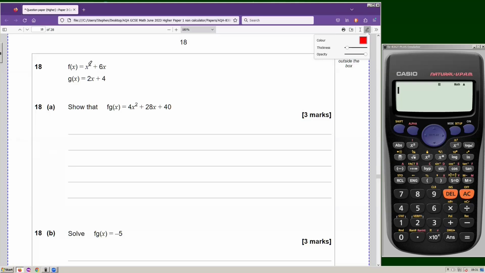Right, we've got a function f(x) equals x squared plus 6x, and then we've got another function g(x) equals 2x plus 4. Show that the function fg(x) equals 4x squared plus 28x plus 40. The way you do this is where you see the 2x plus 4, for the g(x), you stick that in wherever you see x. So it should work like this: 2x plus 4 where we see x, that's squared, plus 6 times the same thing, 2x plus 4.